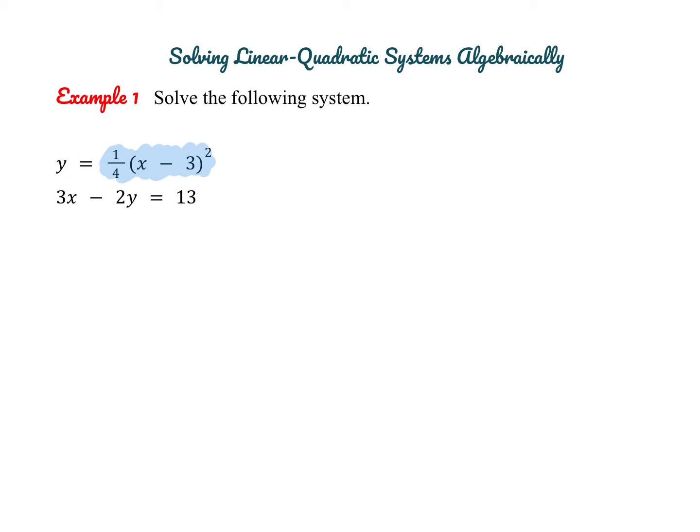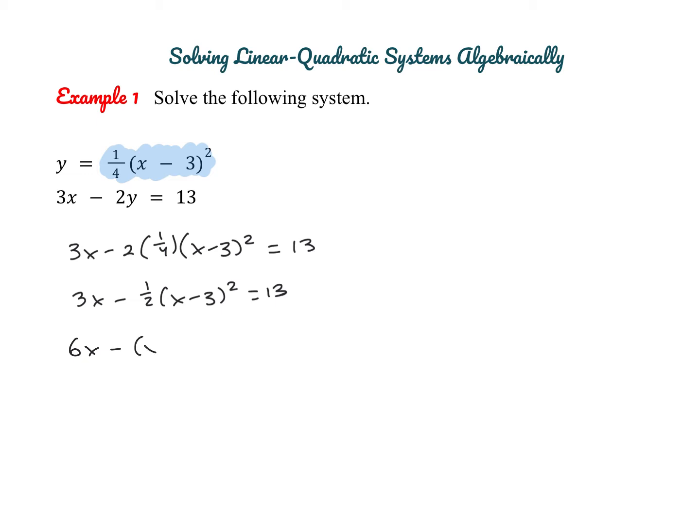That would give us 3x minus 2 times 1/4 times (x minus 3) squared equals 13. And here we just have a quadratic equation that we can start simplifying. We are going to need to multiply this out so we can set our equation equal to 0. And just to clear my fractions before I go any further, I am going to multiply both sides by 2, giving us 6x minus (x minus 3) squared equals 26.